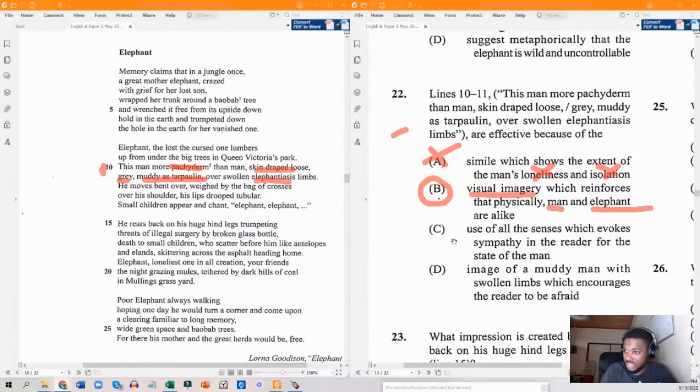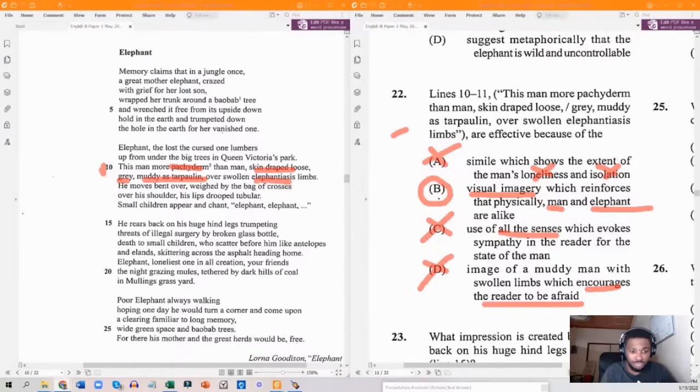Why couldn't it be C? Because it does not use all of the senses. We are appealing to the senses of sight and touch. There's no smell, no taste, no hearing. It couldn't be D because nothing here is encouraging the reader to be afraid. Instead, we're actually being encouraged to sympathize with the man.